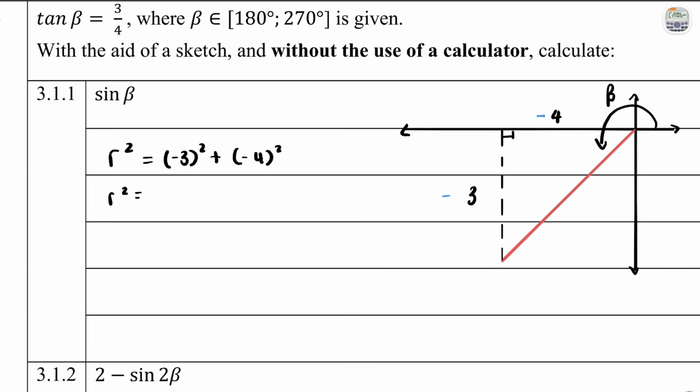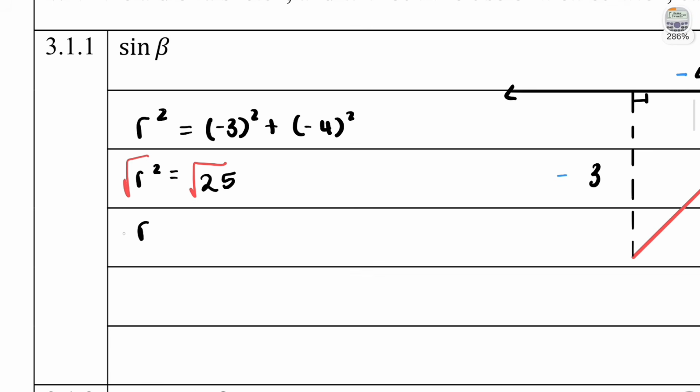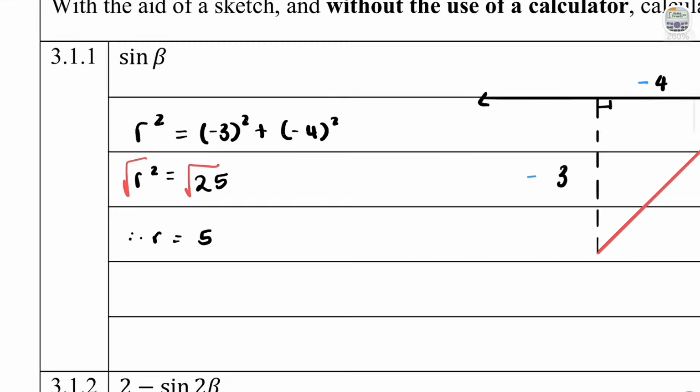Okay, so r squared is equal to, that will be 9, and that's 16. 9 plus 16 is 25. And if we square root both sides, we can ignore the negative solution since we're finding r, which is a distance, so it will not be negative. Okay, so that means that r is equal to 5 units.